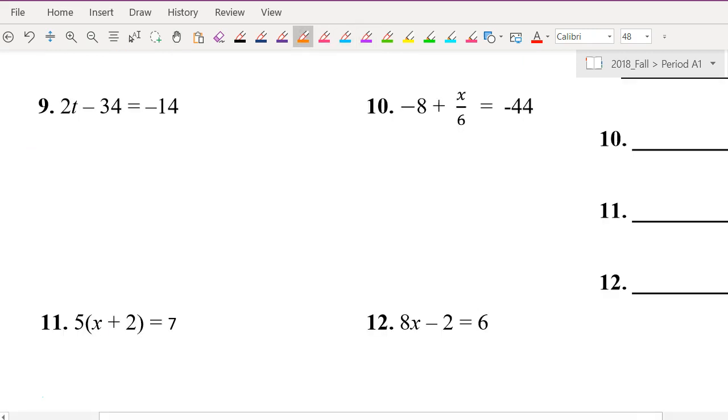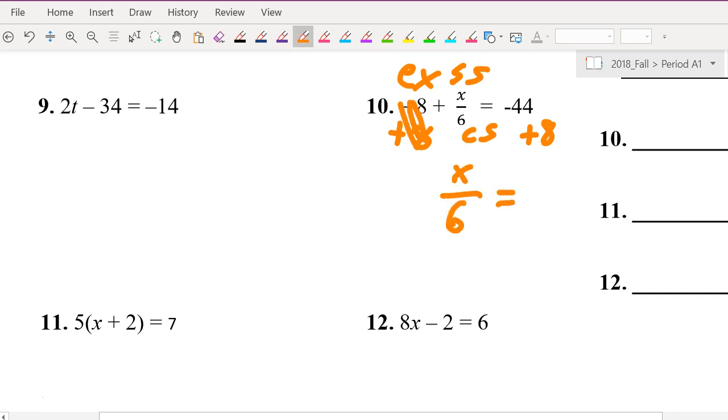Now, superstar, co-star, extra. What do we get rid of first? The superstar, co-star, or extra? Right, so we need to add 8 to both sides. Okay, x over 6 equals negative 36. Now what?